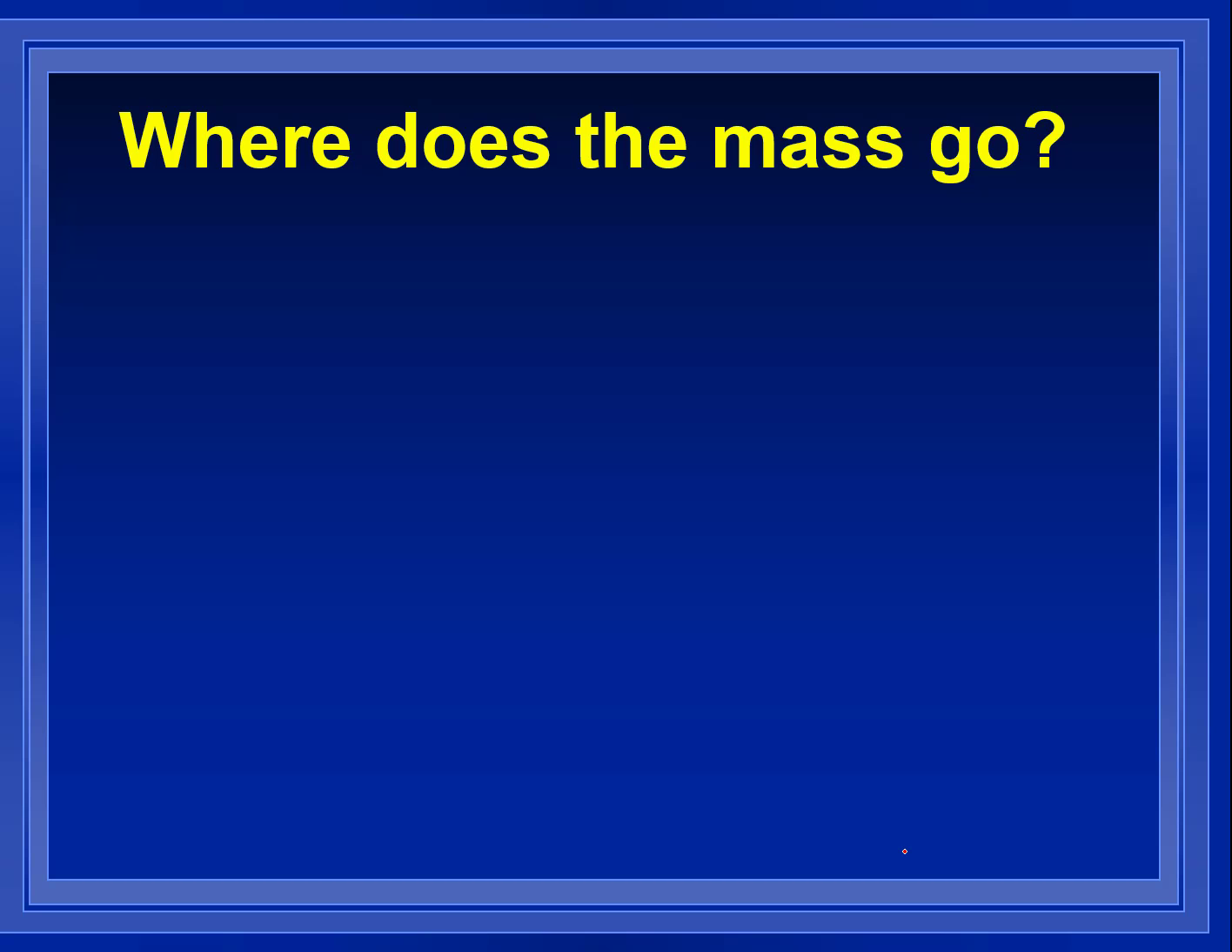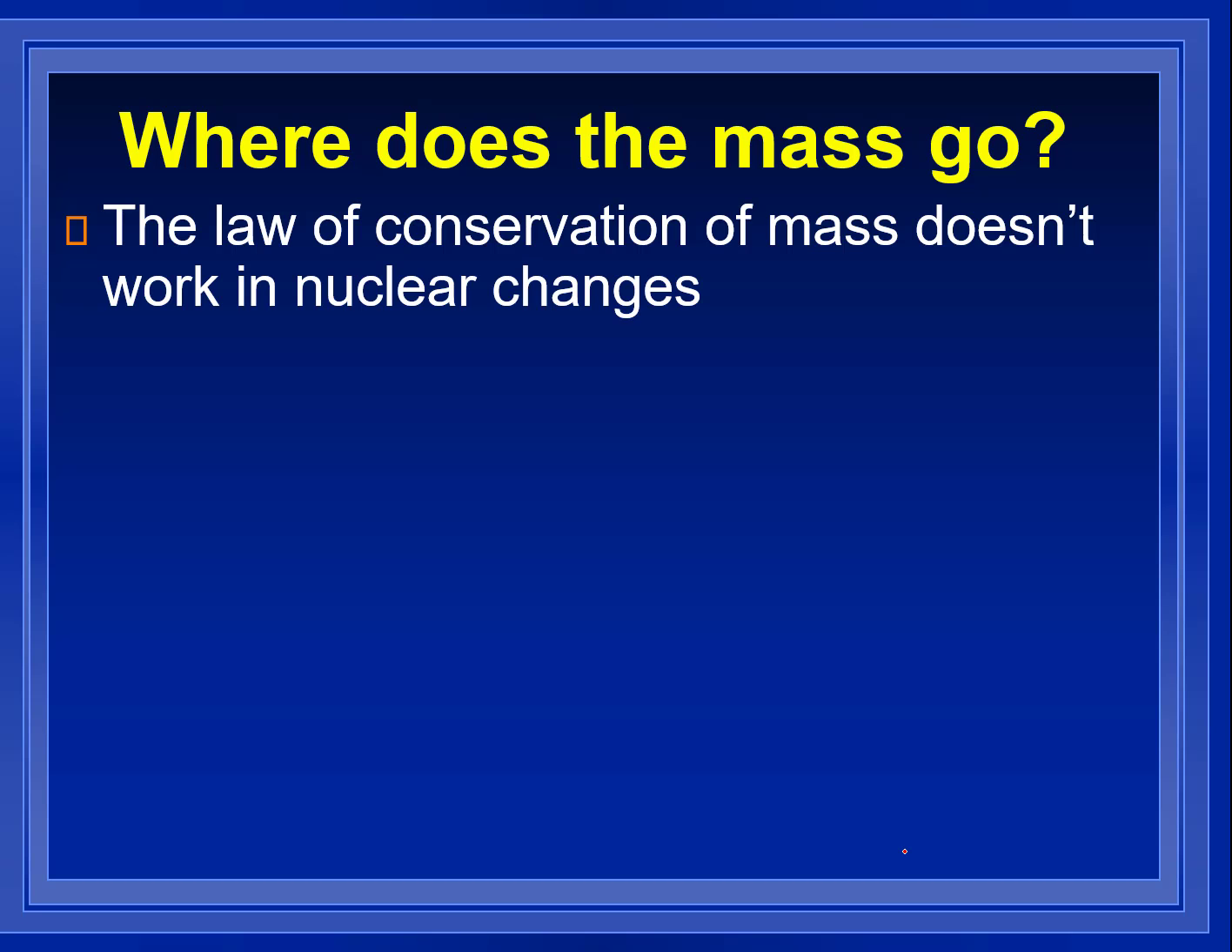So where did that mass go? It's got some missing mass. Where did it go? Well, first thing we find out is the law of conservation of mass does not work in nuclear changes. Because they added up the numbers that go into making a helium atom, and the numbers weighed more than the helium atom. I mean, it sounds strange that if you add up the parts, it doesn't add up to the whole. That could be a job.